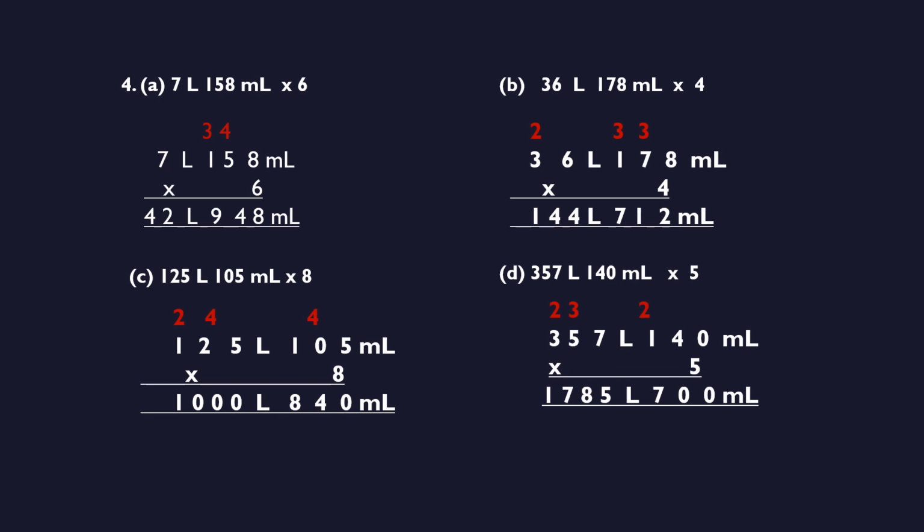5 sevens are 35. Write 5 in the answer part and 3 as carry. Then 5 fives are 25. 25 plus 3 is 28. Write 8 in the answer part and 2 as carry. Then 5 threes are 15 and 15 plus 2 is 17. So the total answer is 1785 liters 700 milliliters.